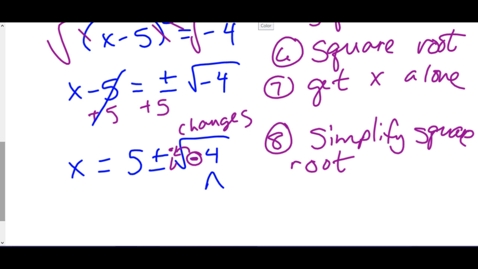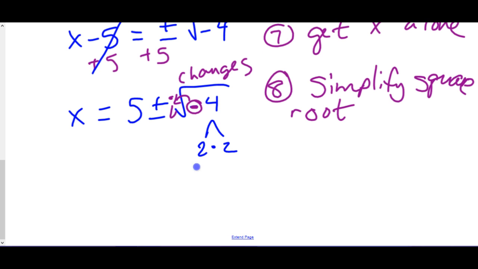Okay, now we need to factor 4. 4 is 2 times 2. Now on a factor tree, I could try and factor further, but I'd get 2 times 1, which we said 1 is not important to us on a factor tree, so we don't use those.